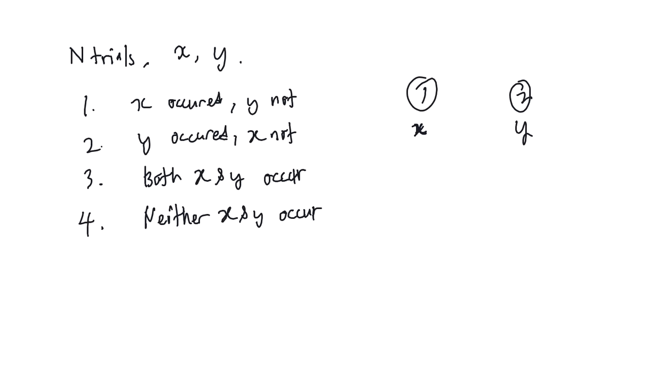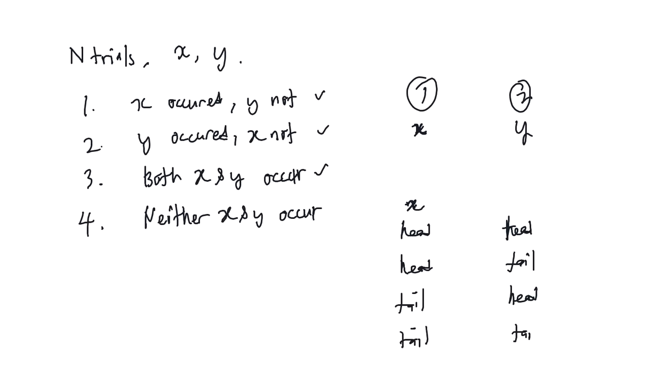So it could be head and head, which means that both x and y occur. It could be head and tail, which means that x occurs, y does not occur, or tail and head, which means that y occurs, not x, or both tail. Tail means that neither x nor y occur.